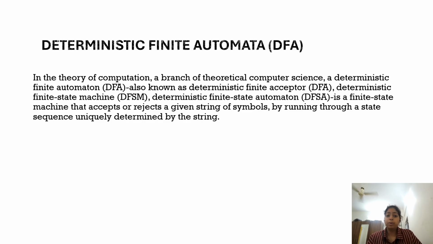In the theory of computation, a branch of theoretical computer science, a deterministic finite automaton (DFA), also known as a deterministic finite acceptor, a deterministic finite state machine (DFSM), or a deterministic finite state automaton, is a finite state machine that accepts or rejects a given string of symbols by running through a state sequence uniquely determined by the string.